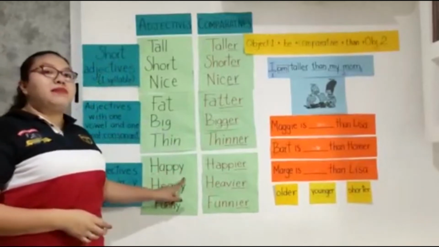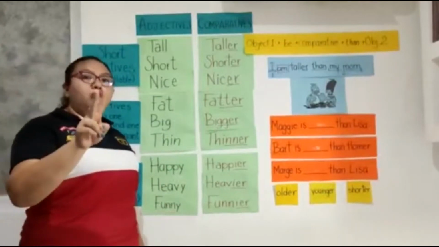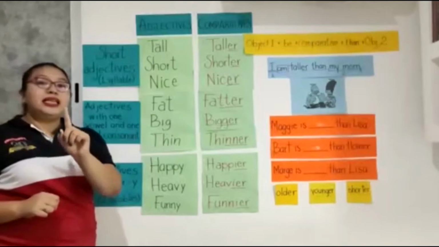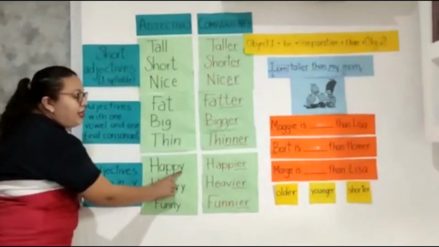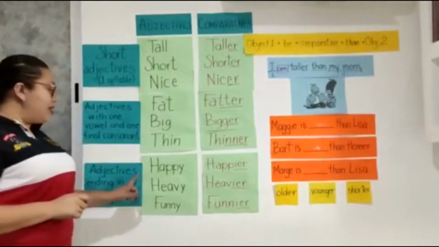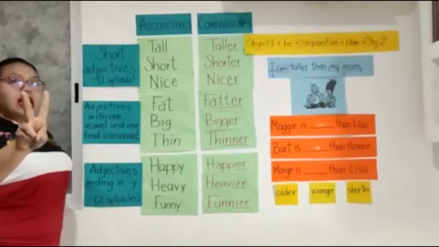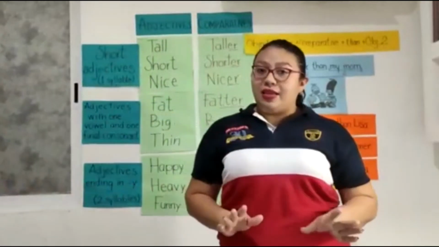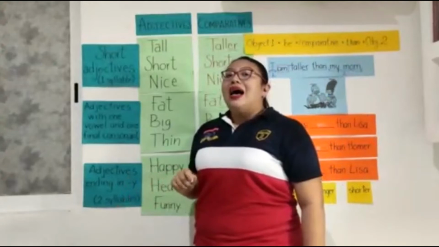Now, happy, two syllables. Heavy, two syllables. Funny, two syllables. Okay? So they are adjectives, but they have something in common. What do you think they have in common? Yes, they end in Y. Excellent. So they are adjectives ending in Y with two syllables. Okay? Remember.